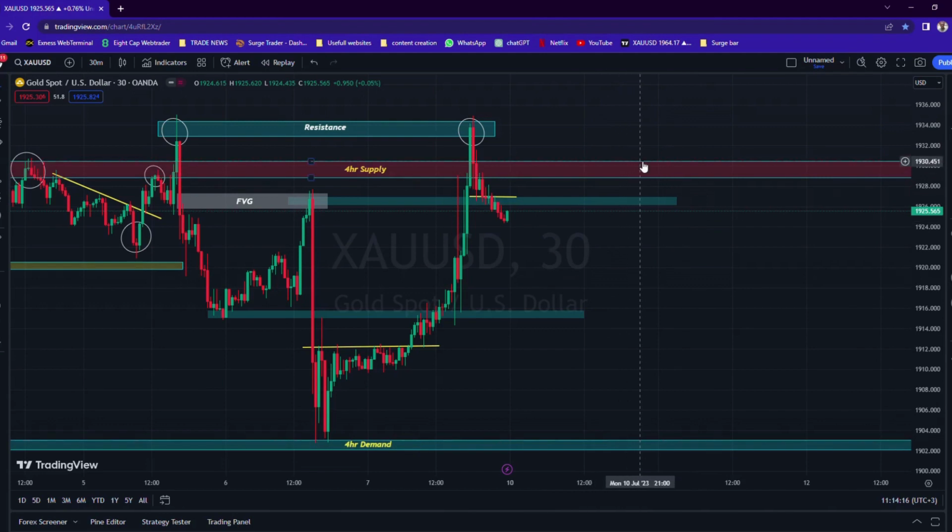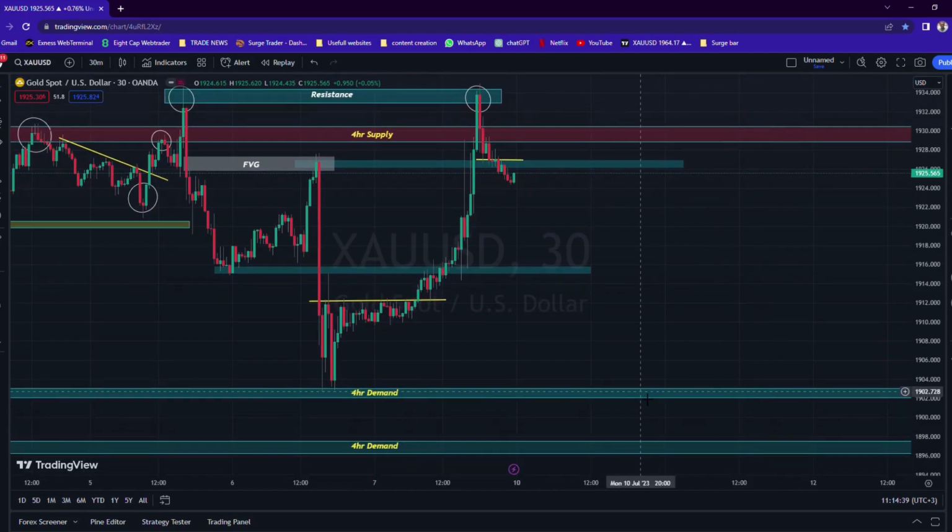Then if this zone is broken, you can go for any buys above here if you see a rejection to the support that is being created on the upside above 1930. But if you see resistance that is being created below 1902 after it is broken, then in that case we'll go for the shorts below this zone. But you have to take notice that below 1902 there is another demand zone around 1896.